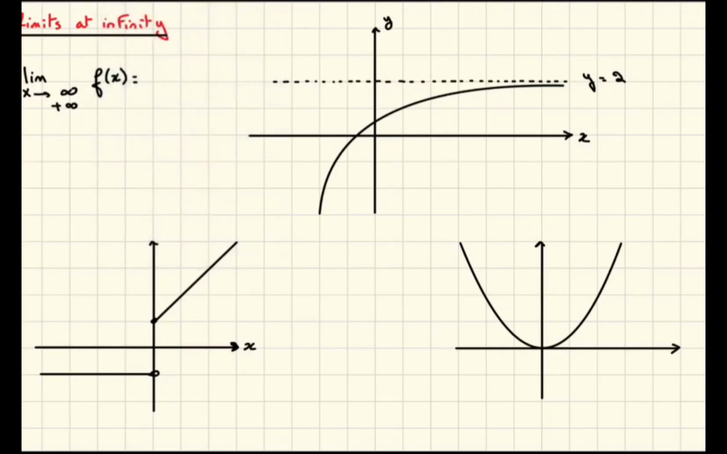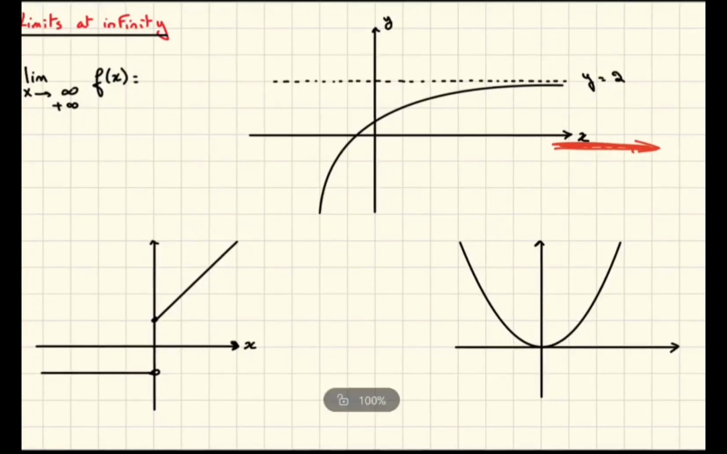I'll use red to label it. So any value of x that is on this side. So basically, as x is getting bigger and bigger and bigger, what's happening to the points on the graph? I can see that the points are getting really close to this horizontal line. And this horizontal line has a y value that is 2. So as x approaches infinity, so as x increases, the graph approaches the value 2. In this case, I say limit as x approaches plus infinity is equal to 2.